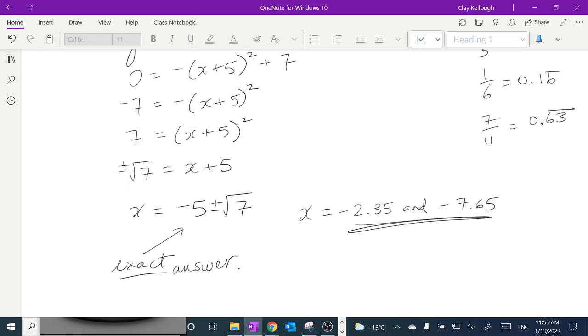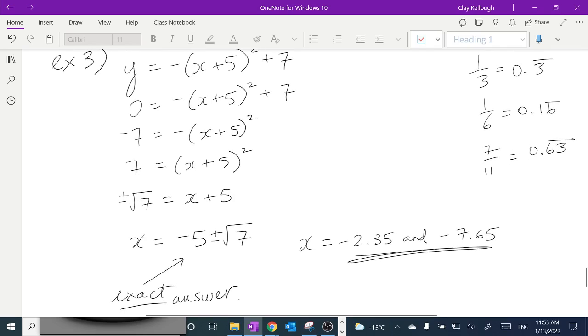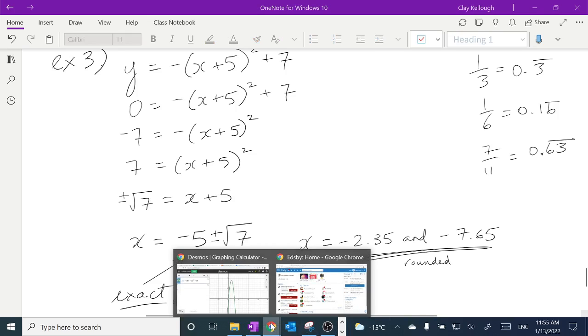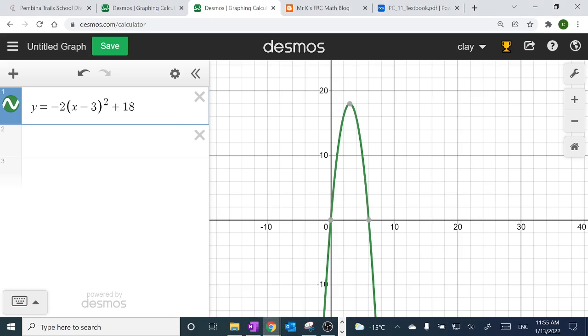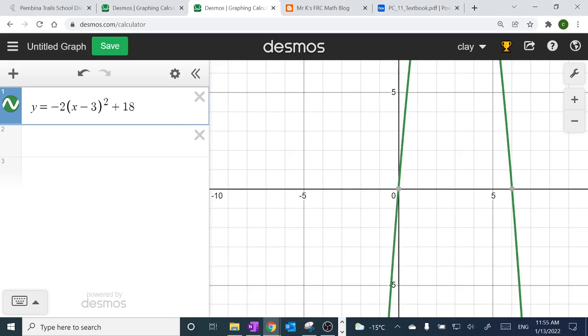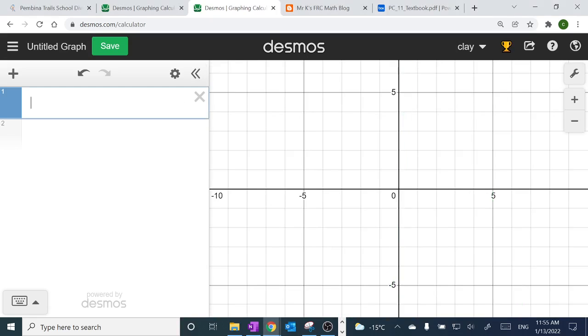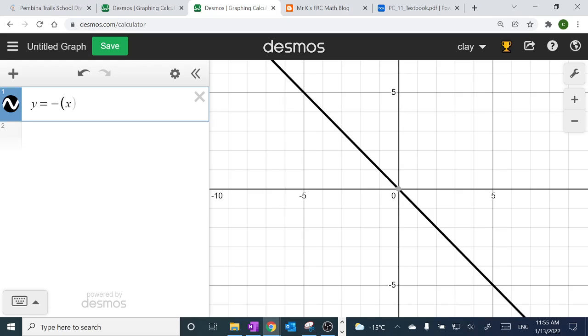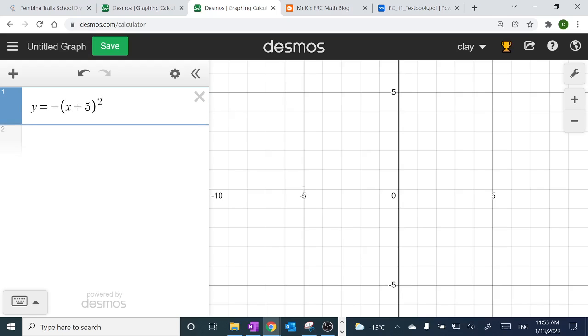And if you were to graph, again using Desmos, so let's check this out on Desmos. So again, I should maybe say if that's the exact answer, this is of course rounded. I think Desmos does 2 decimal places, doesn't it? And what was this again? This was y equals negative, open bracket, x plus 5, close bracket, squared, and then plus 7.